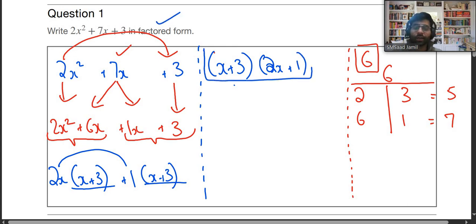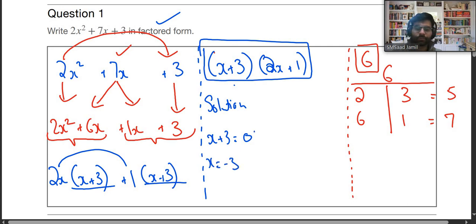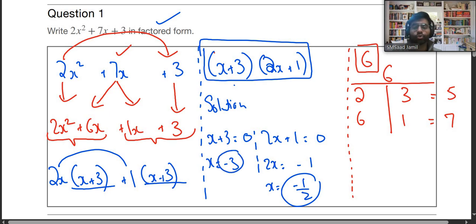This is our answer. But if the question asks you to write down the solution, you will say x plus 3 is equal to 0, x is equal to minus 3, 2x plus 1 is equal to 0, 2x is equal to minus 1, x is equal to minus 1 upon 2. These are the two solutions. But if the question says factored form, only do this.